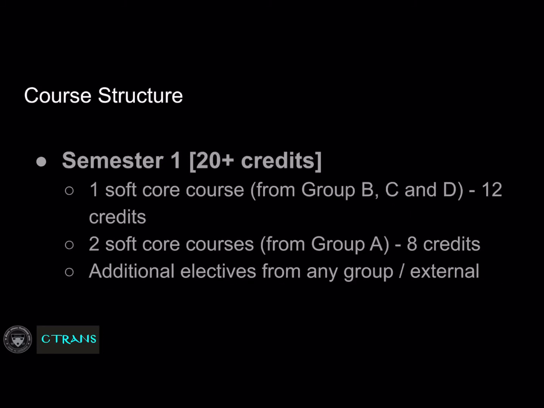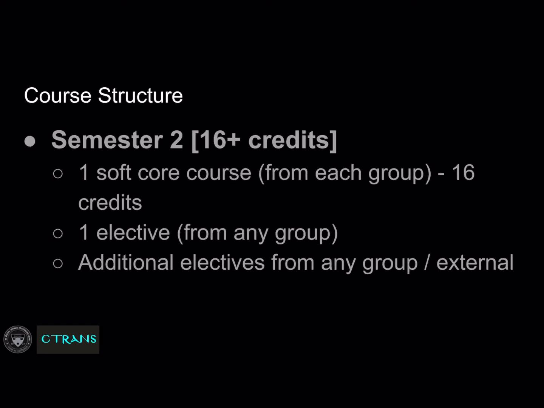Now, in the first semester, you'll have to do at least 20 credits, and of course, you could do more than that. You'll have to do one soft core course from each of the groups B, C, and D. Now, there's a catch here. Because if you are not required to do soft core from B and C, D is compulsory, as I said, for everyone, but then you could do other electives from these groups, from the other groups, or from any other groups. Also, if you have to do group A, then in the first semester you have to do 2 soft core courses from group A, plus additional electives.